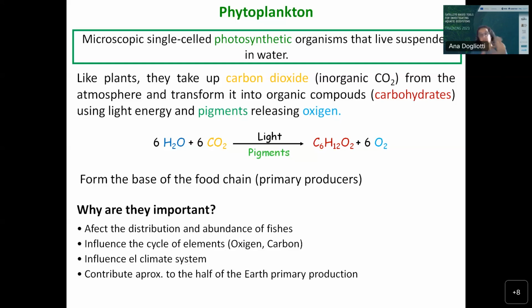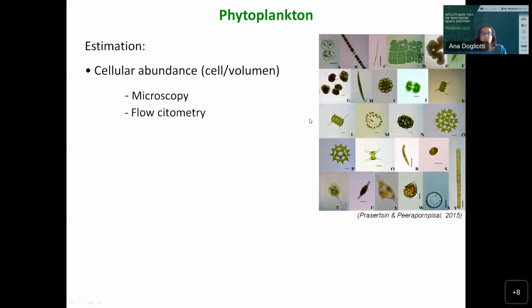So why are they important, and why do we study them? Mainly because they affect the distribution and abundance of fishes, and they influence the cycle of elements, as I mentioned, such as oxygen and carbon. In this way, they influence the climate system, as you will see in future modules of this series of webinars. And they contribute approximately half of the Earth's primary production. So it's very important to study. And how do we study them, how can we know the amount and estimate it?